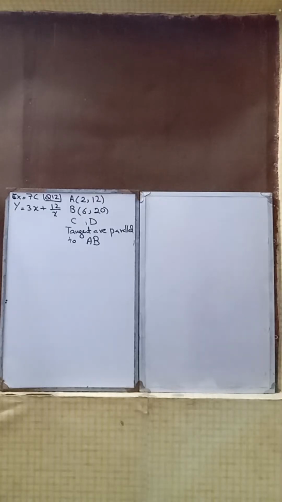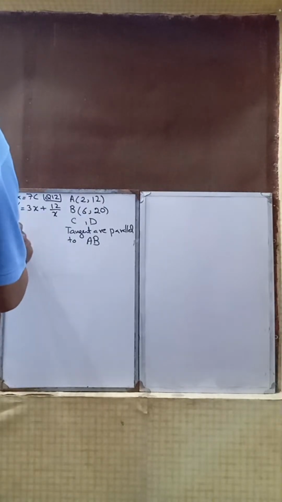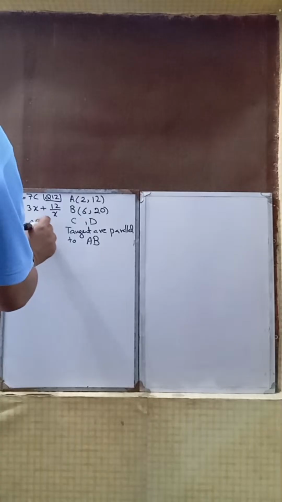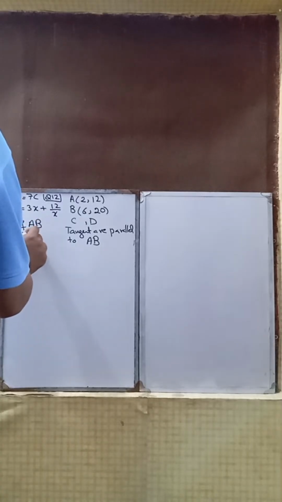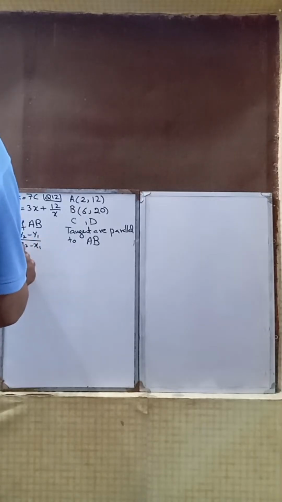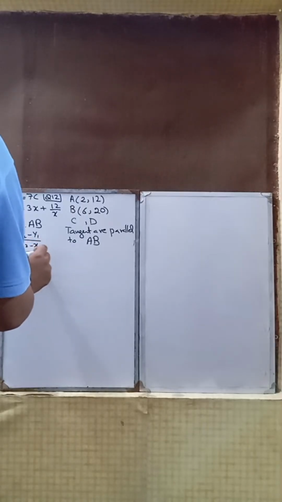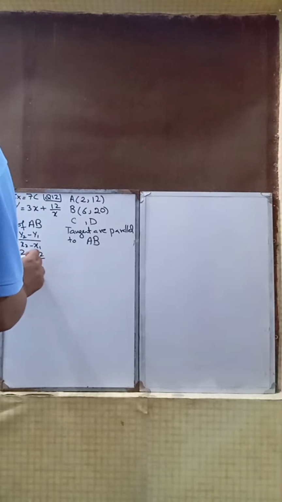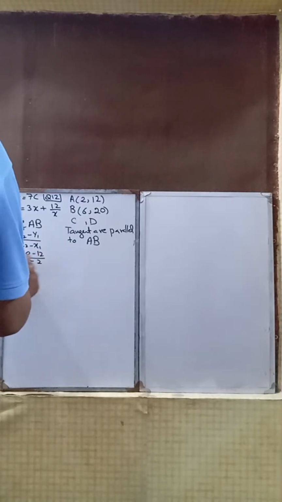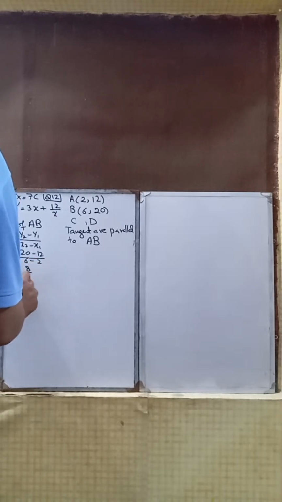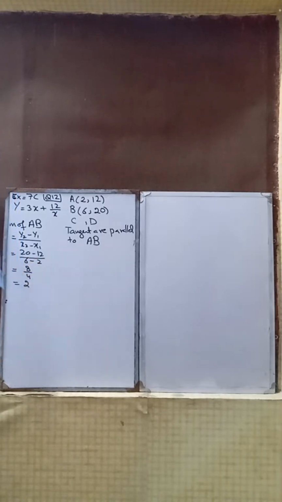First of all, let me find the gradient of AB. The method is very simple: y2 minus y1 divided by x2 minus x1. So it will be 20 minus 12 divided by 6 minus 2, which is 8 divided by 4, and that is 2. So the gradient of AB is 2.